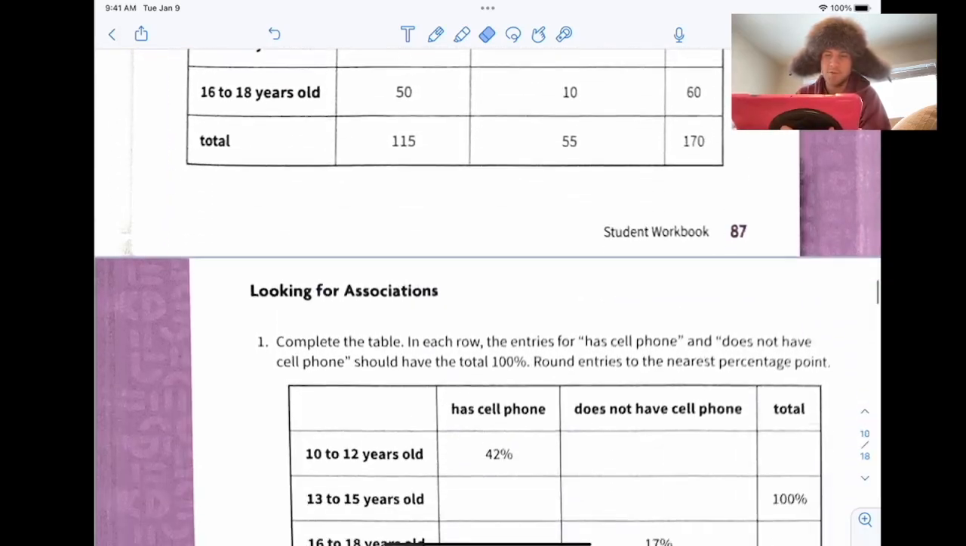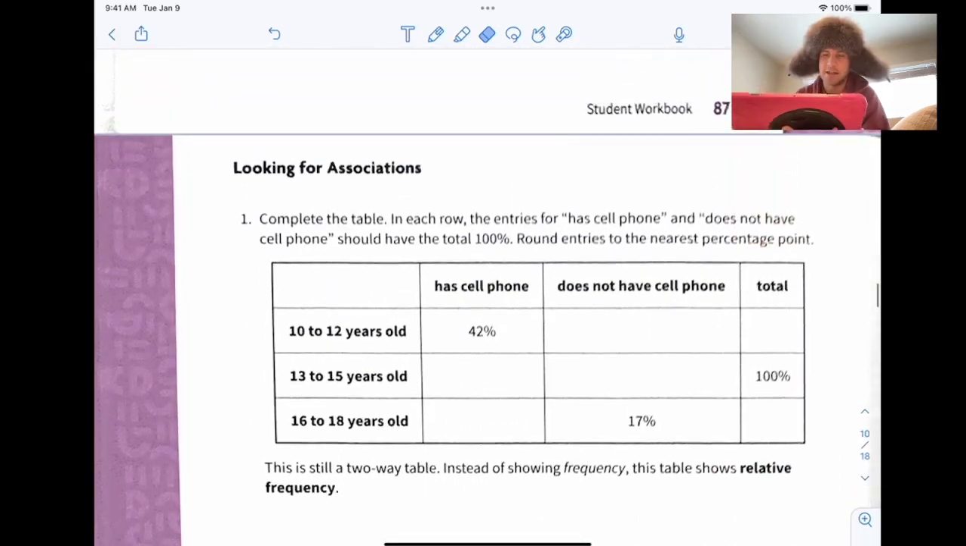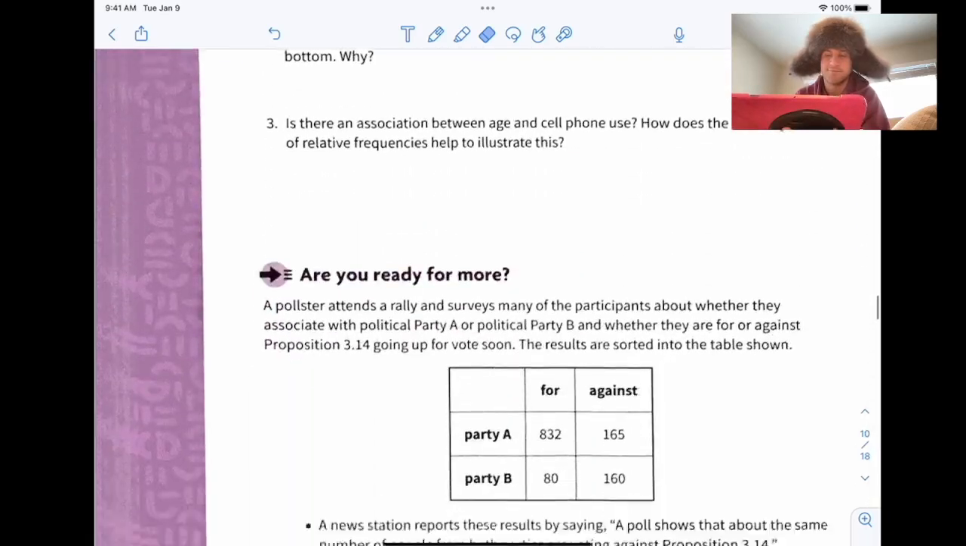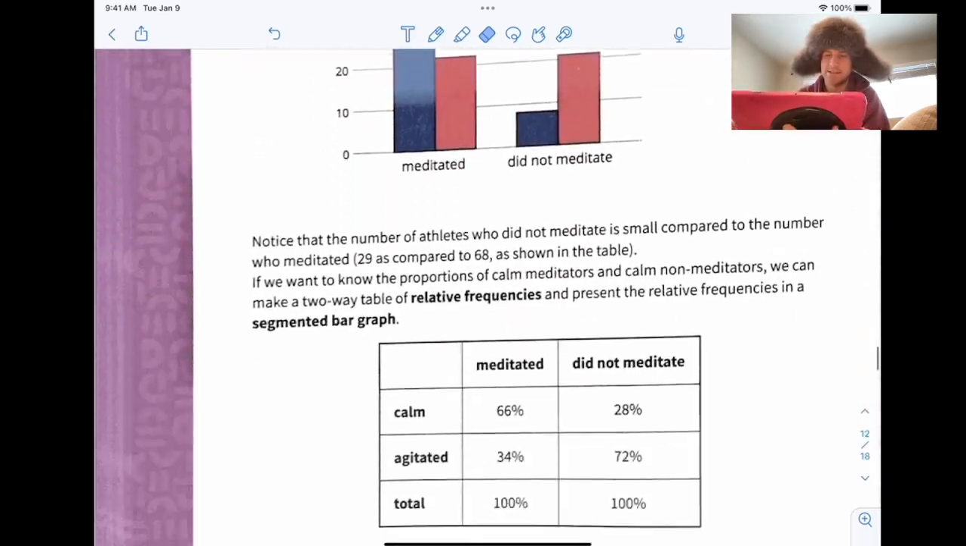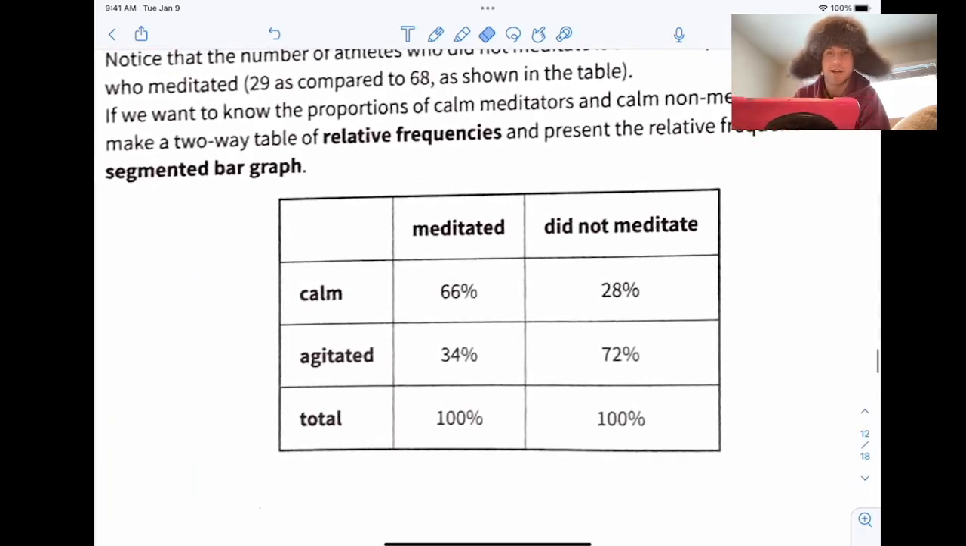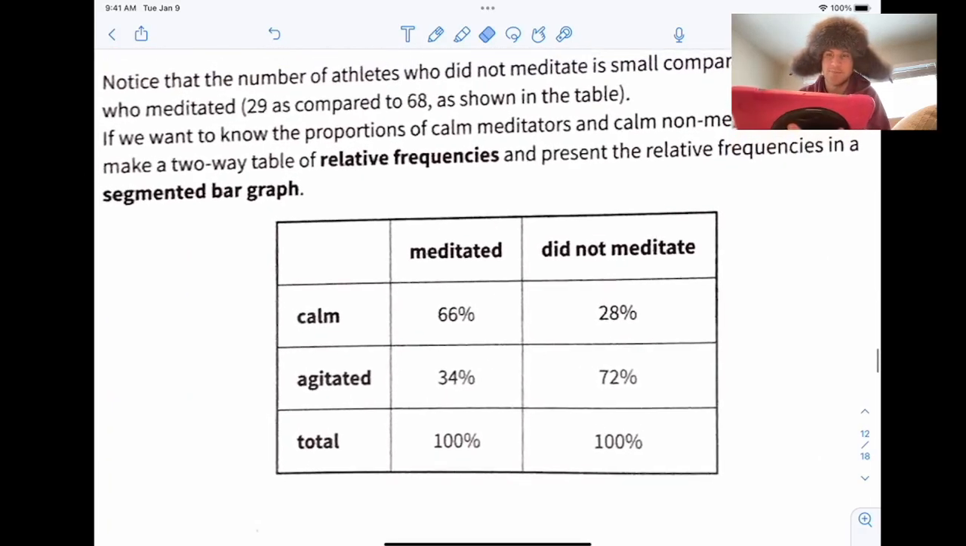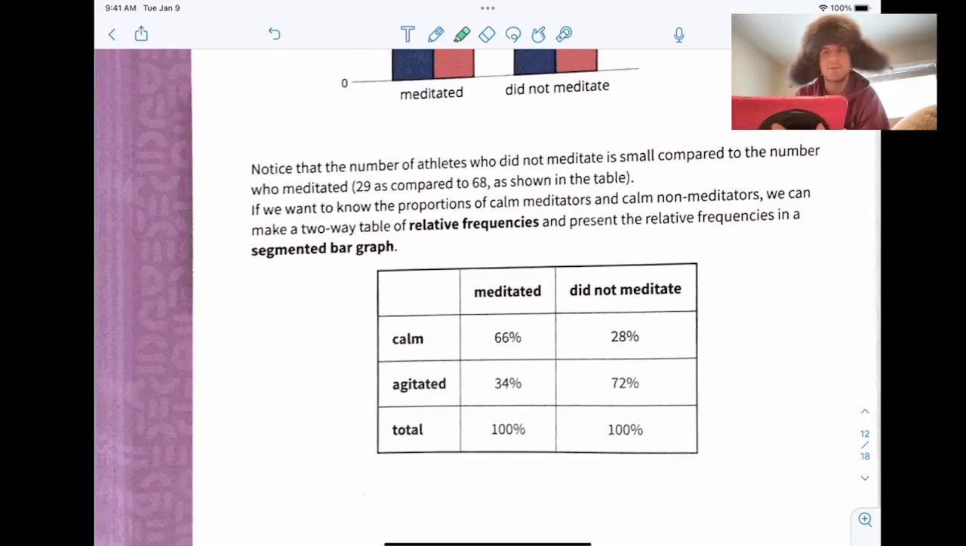A relative frequency table is a lot like a two-way table. It's set up the exact same way. We can see here we've got a relative frequency table. Relative frequency is really just another word for percentages. Out here we're comparing two variables: if you meditate or if you do not meditate, and the variable of if you are calm or agitated. We're comparing those.